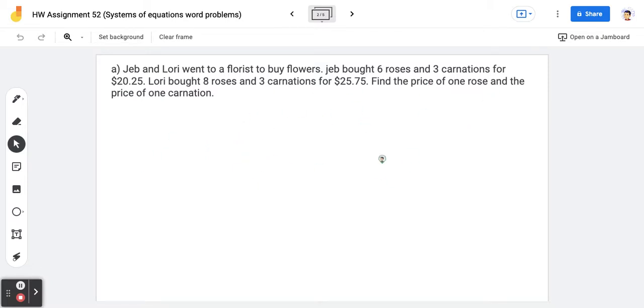So first problem. Jeb and Lori went to a florist to buy flowers. Jeb bought 6 roses and 3 carnations for $20.25. Lori bought 8 roses and 3 carnations for $25.75. Find the price of 1 rose and the price of 1 carnation.